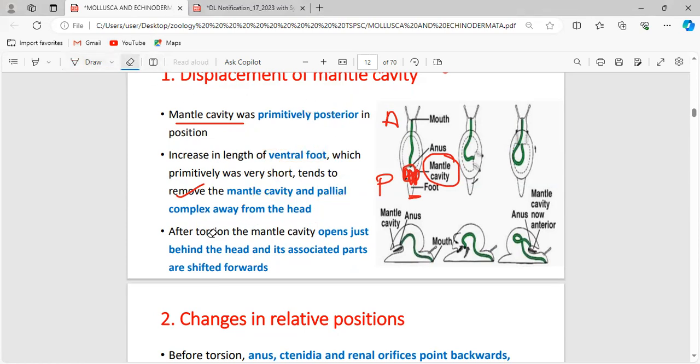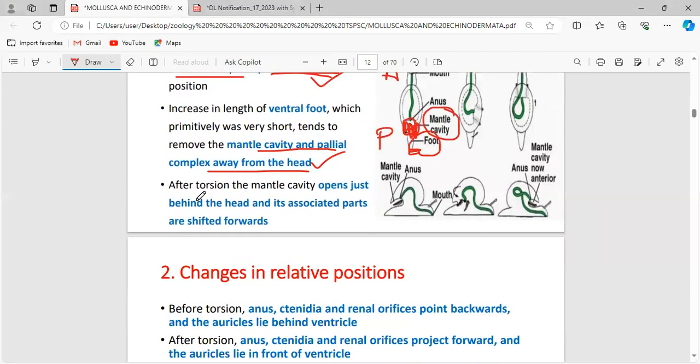What is happening here? Initially the mantle cavity was in the posterior position. Because of the enlargement of the foot region, the mantle cavity and the pallial complex move away from the head. Now, after torsion, the mantle cavity opens just behind the head, and its associated parts are shifted forwards.